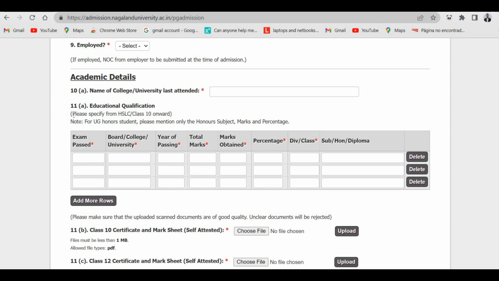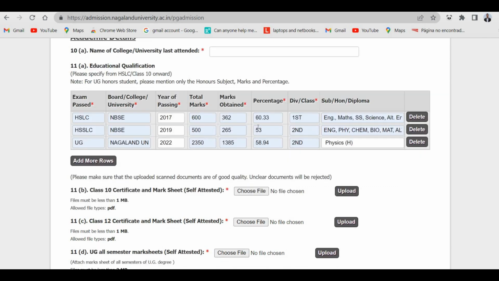Here they have clearly mentioned that please specify from class 10 onwards. Note, for UG honors, please mention only the honors subject, marks and percentage. I'll be explaining about this in the later part of the video. Firstly, you need to enter your details from class 10 onwards. I've already entered all the details here.